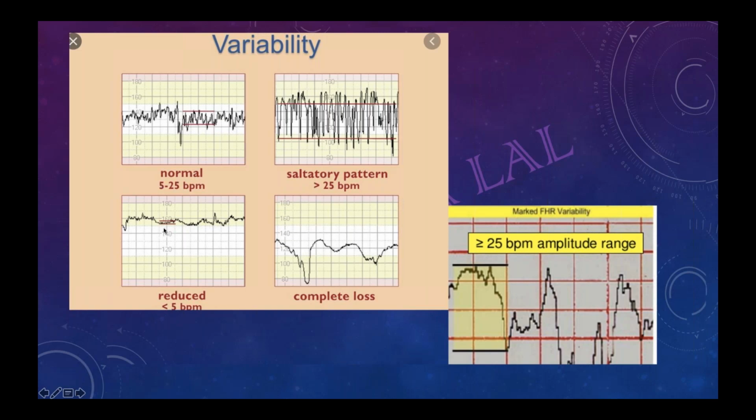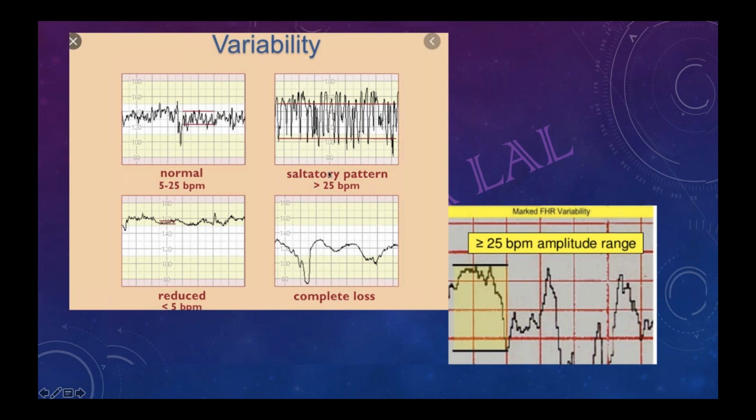Now if you see this kind of trace, wherever you take, this is 1 minute. If we draw 2 lines here, it comes to half of this bigger square, or even less. So this is reduced variability, less than 5 beats per minute.